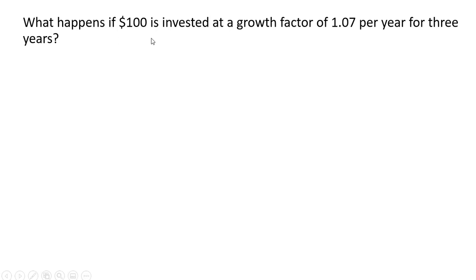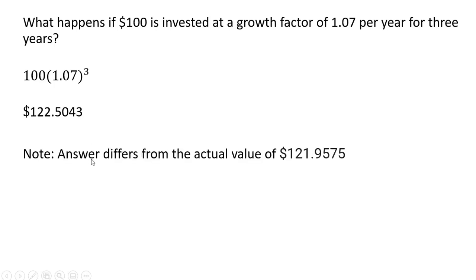What happens if $100 is invested at a growth factor of 1.07 per year for 3 years? So 100 times 1.07 to the third equals 122.5043. We have a problem. This answer differs from the actual value of 121.9575.